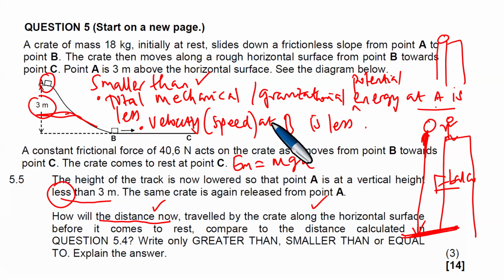The velocity at B is what? If the mechanical energy is less, it means that at B it's not going to be too fast. It's going to be slow.